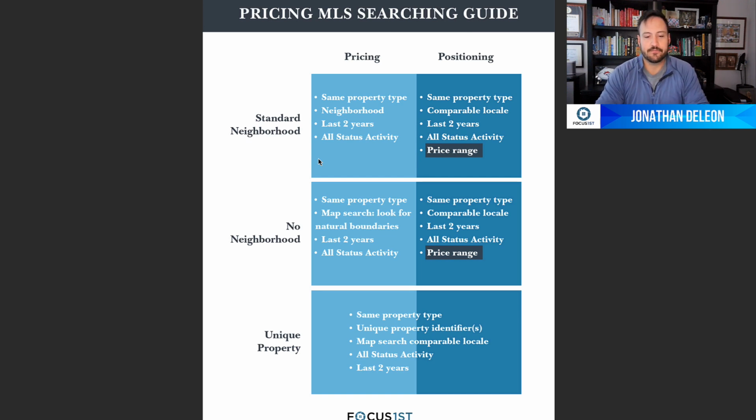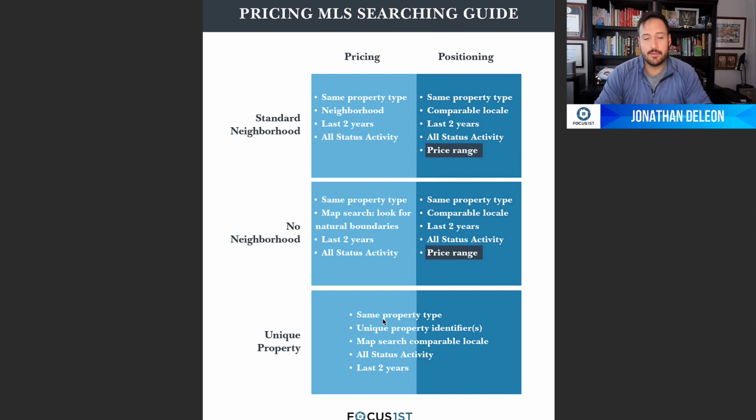If your house does not fit into a standard neighborhood, you're going to go with the same property type. You're going to use a map search to look for natural boundaries. These can be roads, green spaces, lakes, etc. Last 2 years, all status activity again.